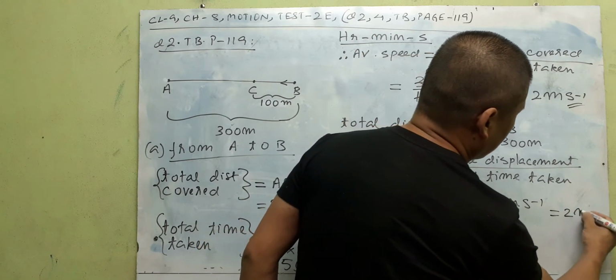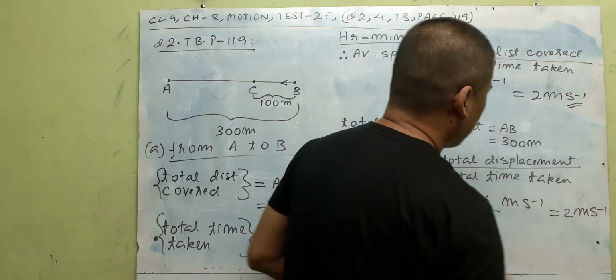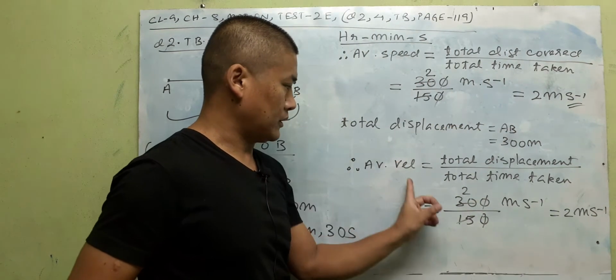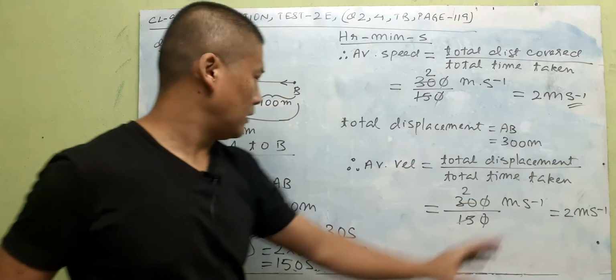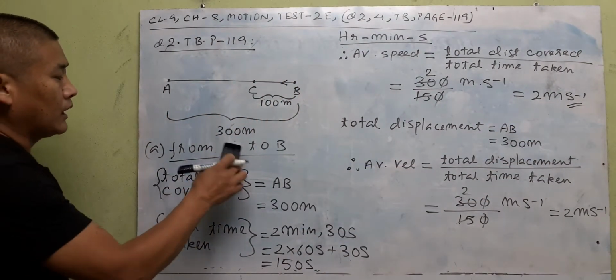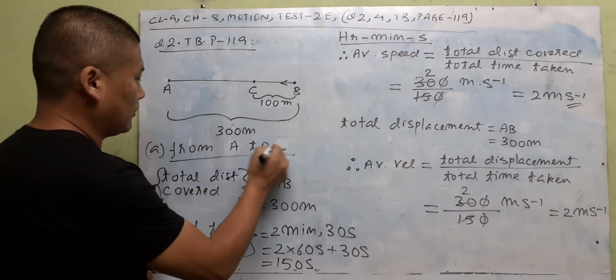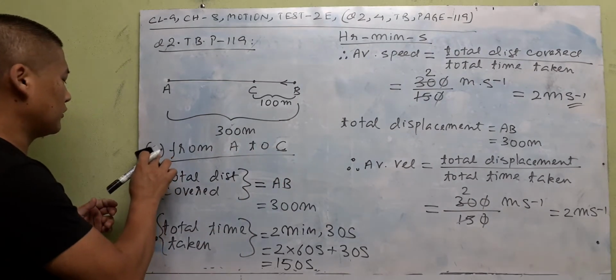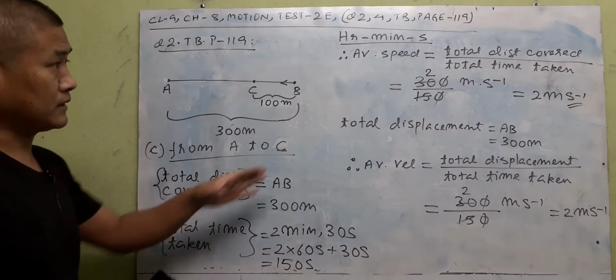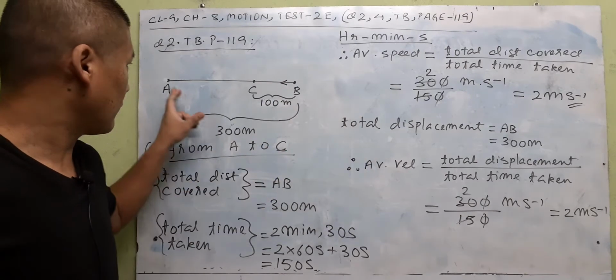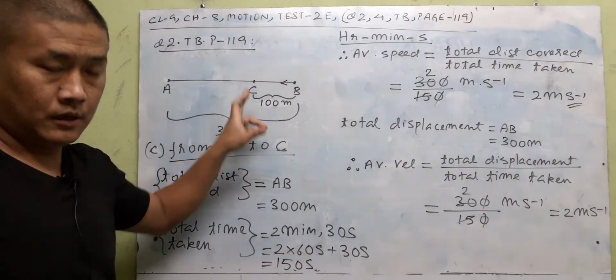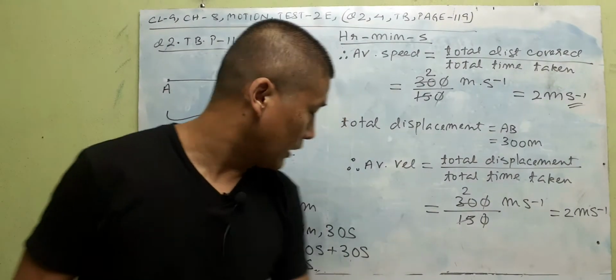So in this case, from jogging from A to B, his average speed and average velocity are the same, 2 meters per second. Now let us do from A to C. Go to B on your question, you look there. Now we have to find the same thing, average speed and velocity, when he jogged from A to B, then came back to C. So let us do that.